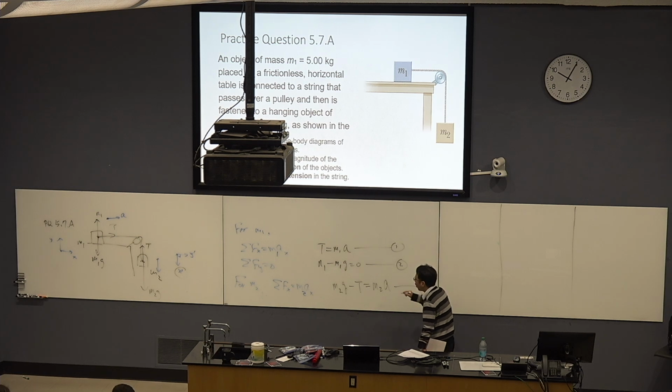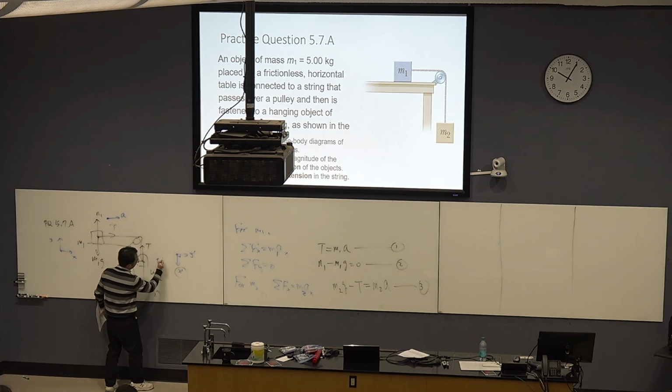And if downward is positive, then acceleration is positive, right? Because you know the acceleration here is downward. We make the x prime follow the direction of acceleration so that you don't need to worry about the sign of a. The sign of a would be positive.